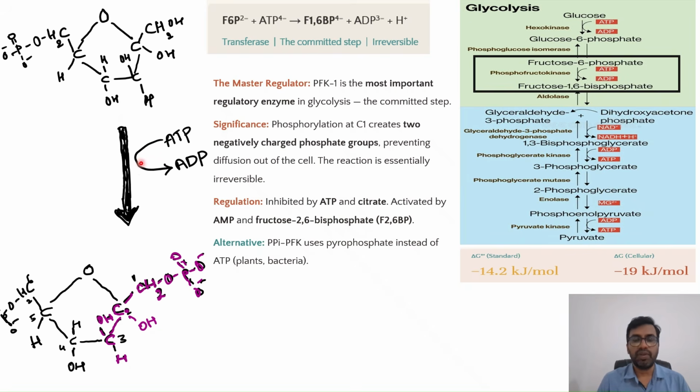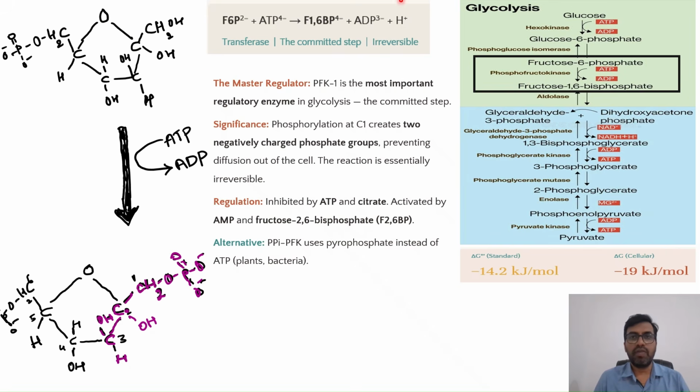And this phosphofructokinase is also one of the important regulatory enzymes of glycolysis, and it is regulated by various other components. Those regulatory components will help in fine tuning the flux, or the speed of operation, of this glycolysis.